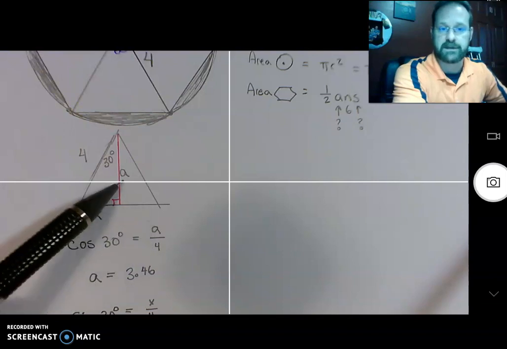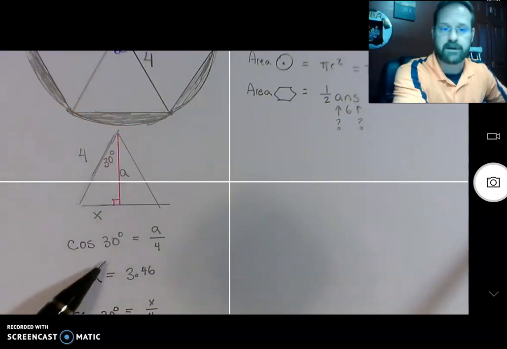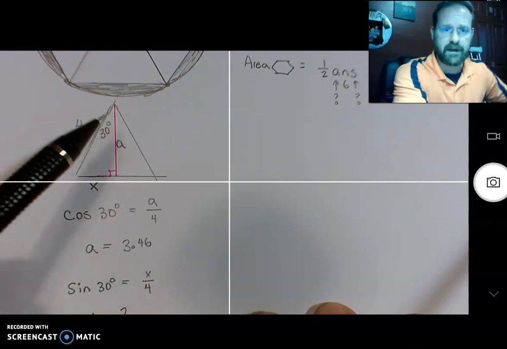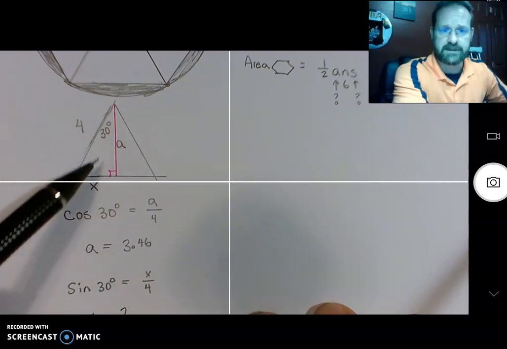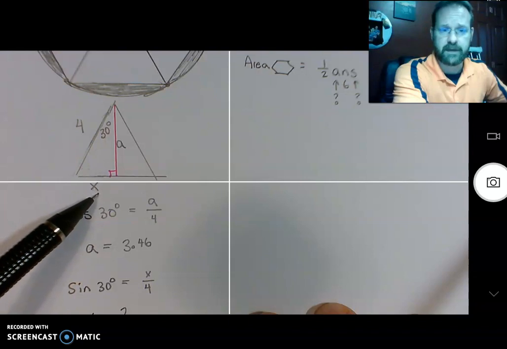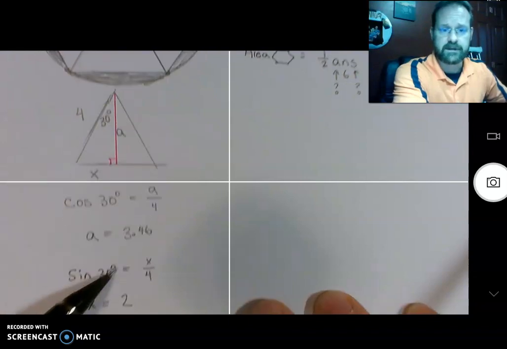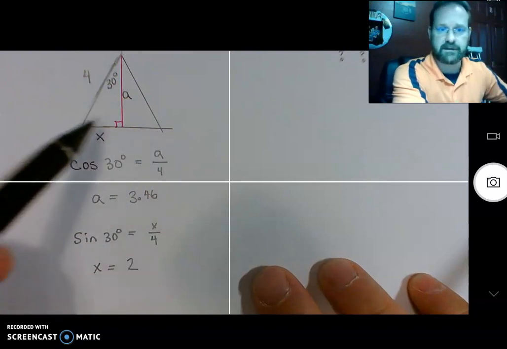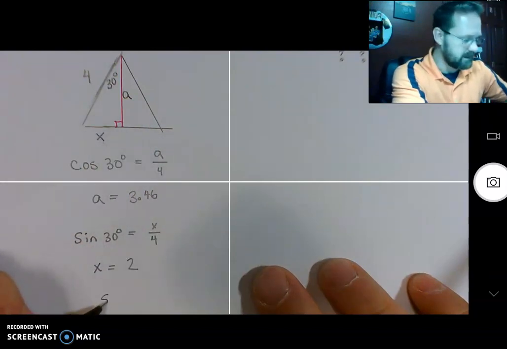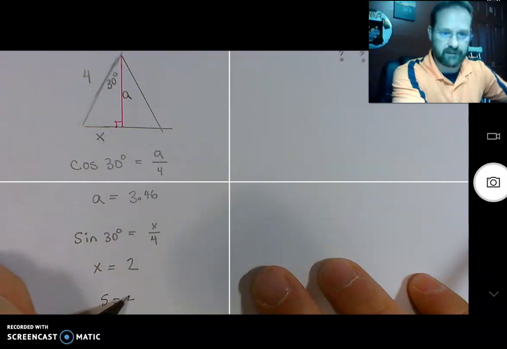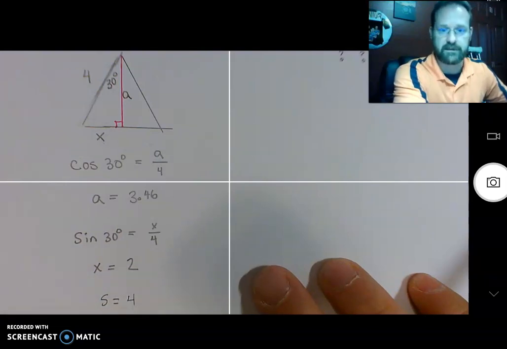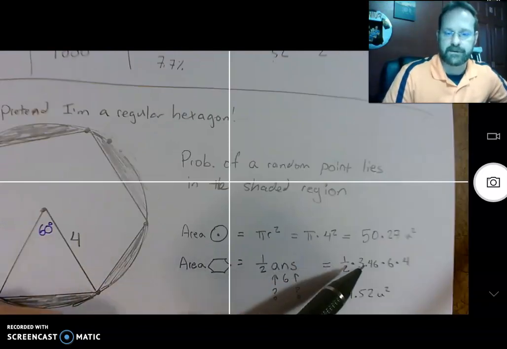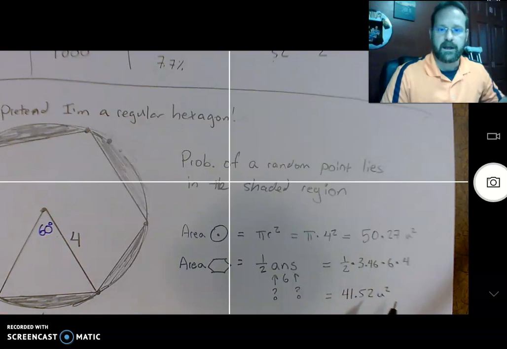I guess adjacent and apothem here represent the same thing, but be careful with the variables. So a is 3.46. And then the next one is opposite angle 30, opposite over hypotenuse. So x is 2, okay? But I need the total side length, so the total side length is going to be 4. Plugging those values in, I get this.